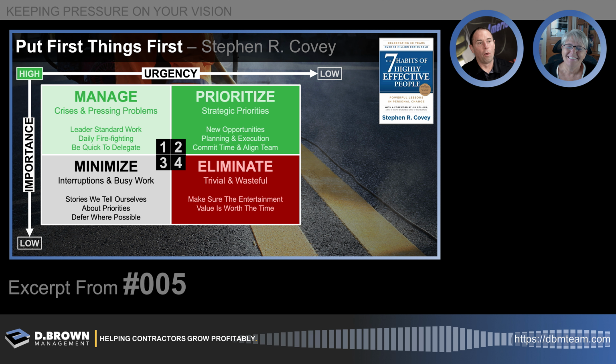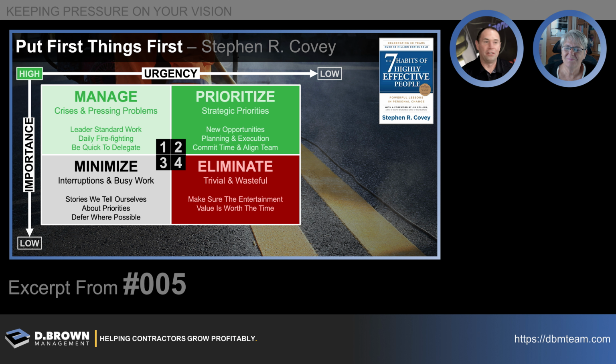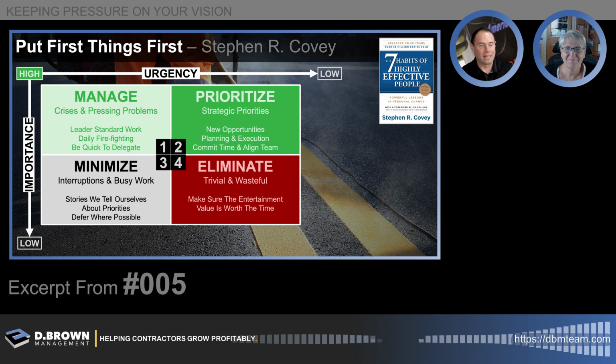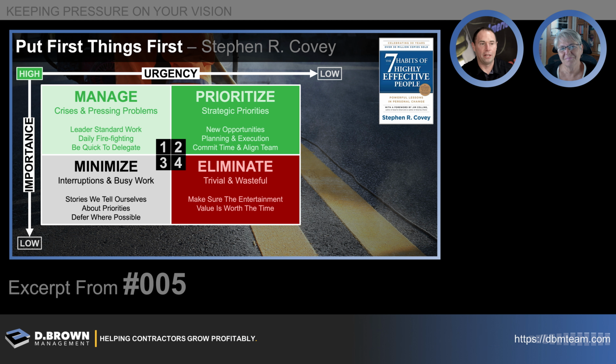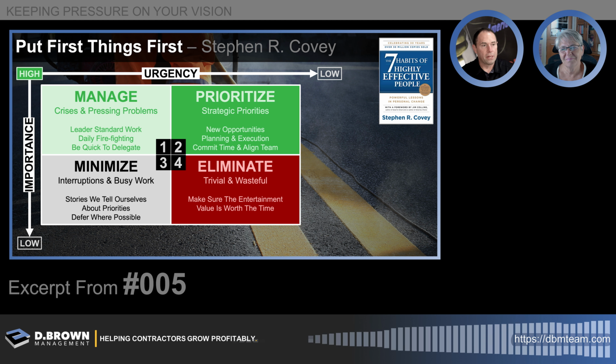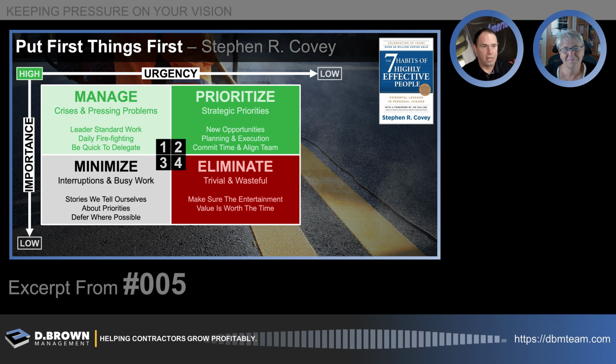And then you have ones that are lower importance and also lower urgency. Honestly, you should try and minimize them. Ask, can we get by without actually doing this task at all? Can I delegate it? What does that look like? So that's kind of the prioritization metric. 7 Habits of Highly Effective People, great book.